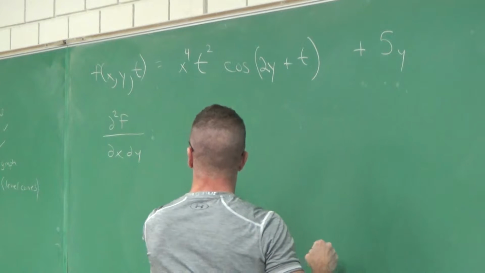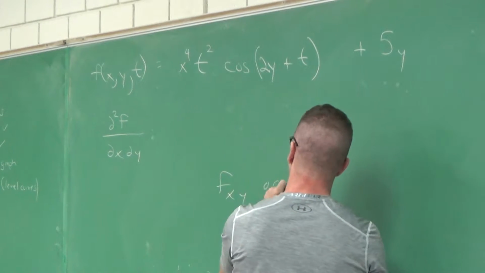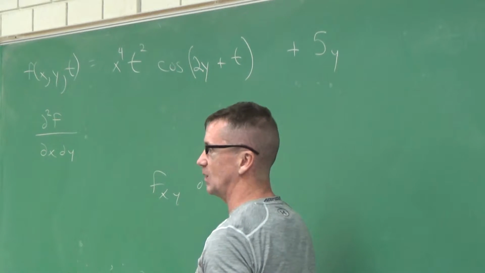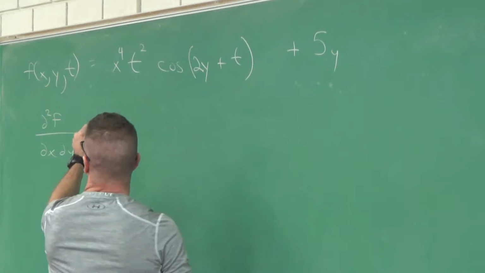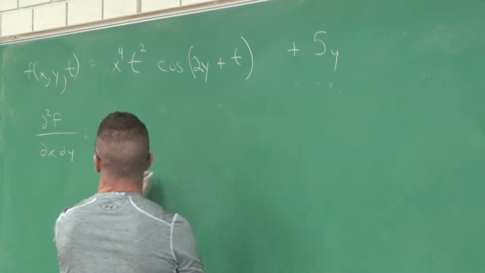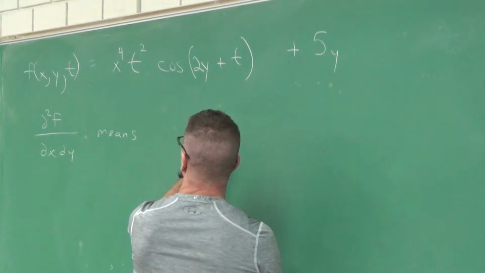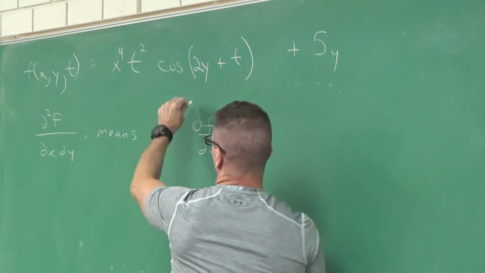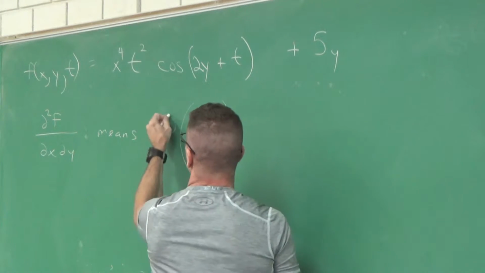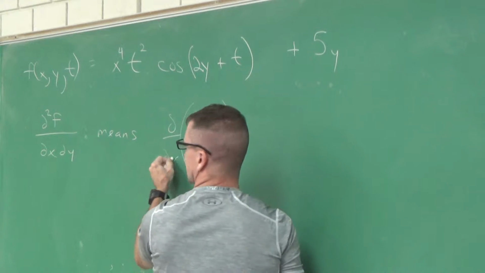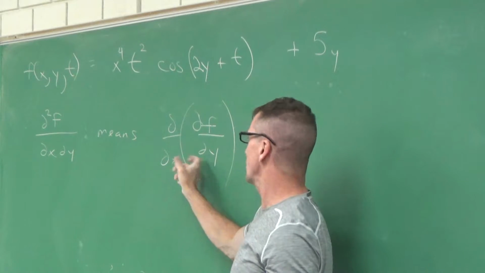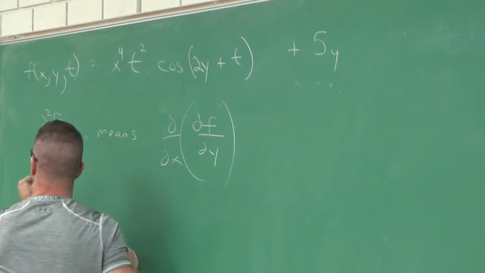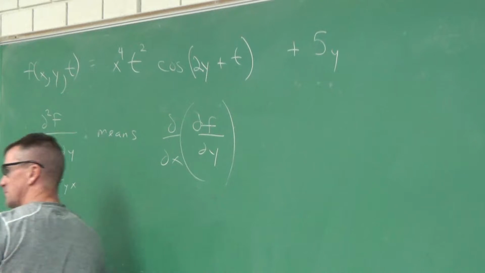But is this fxy or is it fyx? Which one is it? It looks like xy, doesn't it? It looks like fxy. Well, look carefully. You know what this really means? This means take this derivative here, and then take the derivative of this with respect to x. So it means do this first, then this. So believe it or not, this really means this. I'll let you put that in your notes.